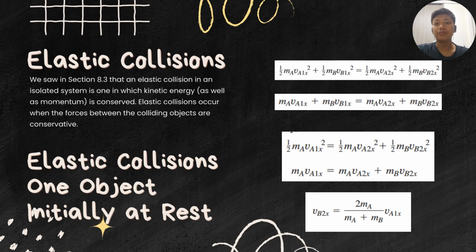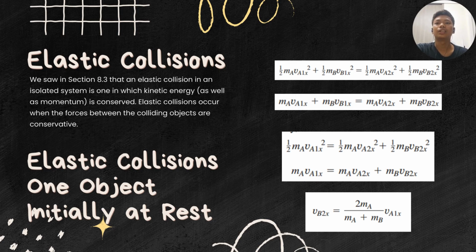We saw in section 8.3 that an elastic collision is an isolated system in which kinetic energy as well as momentum is conserved. Elastic collisions occur when the forces between colliding objects are conservative. An example of this elastic collision is when two billiard balls collide. They squash a little near the surface of contact, but then they spring back. Some of the kinetic energy is stored temporarily as elastic potential energy, but at the end it is reconverted back to kinetic energy.